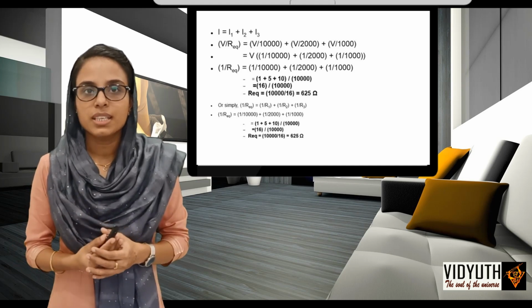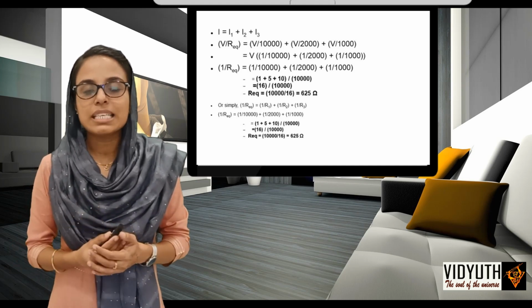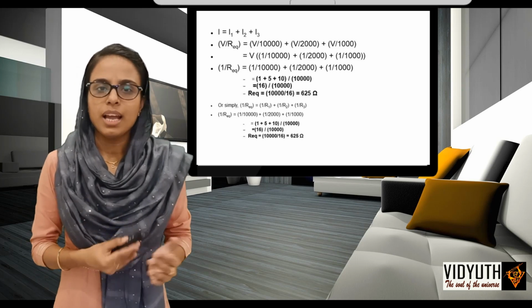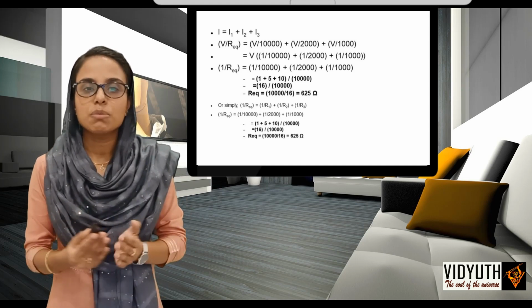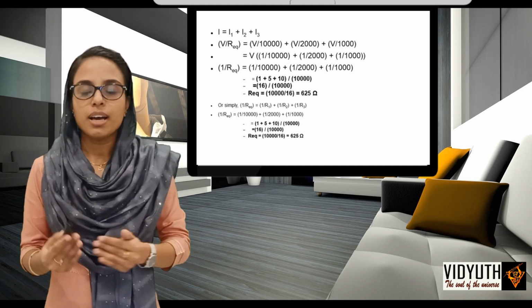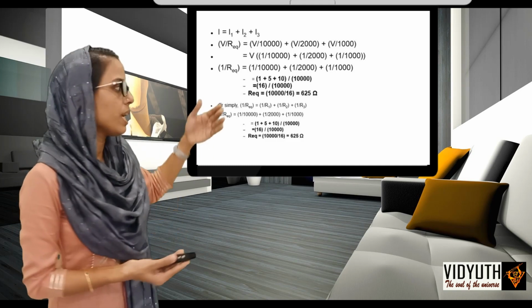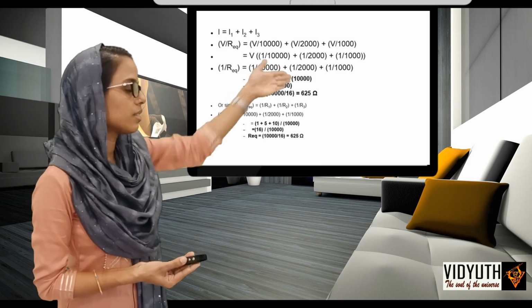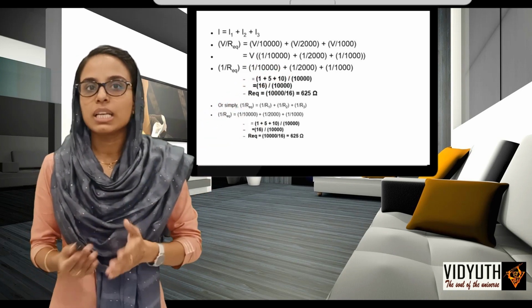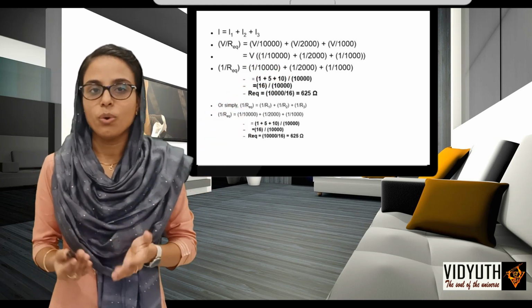So 10,000 by 16 will be equal to 625 ohm. Or simply, what can we do? We can apply the equation for the parallel connection: 1 by R equivalent is equal to 1 by R1 plus 1 by R2 plus 1 by R3. We have the values of R1, R2 and R3. Simply substitute those values and we will get 625 ohm.